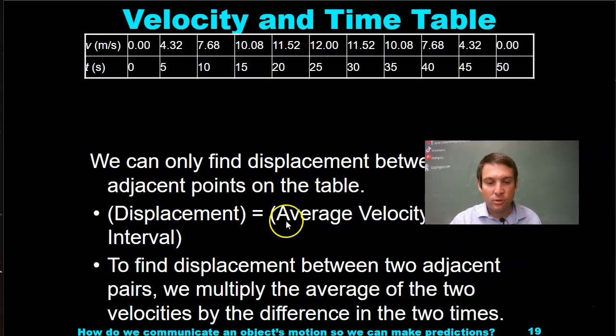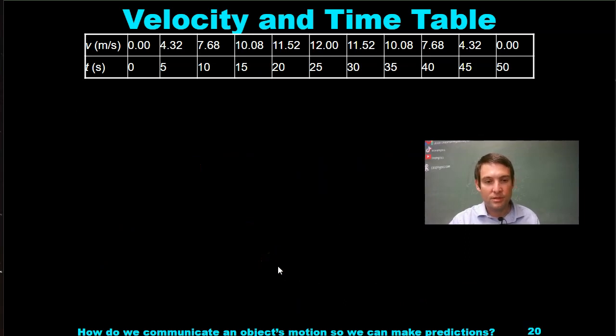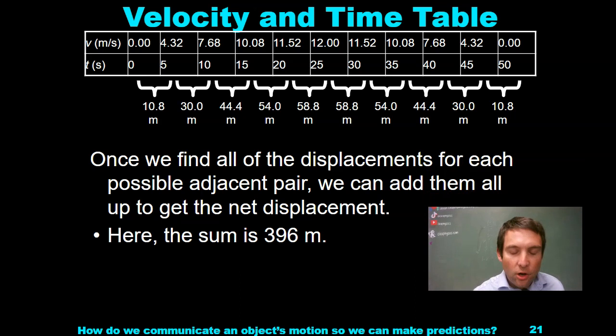To find displacement between two adjacent pairs, we have to multiply the average of the two velocities by the difference in the two times. Once we find all of the displacements for each possible adjacent pair, we can add them all up to get the net displacement.